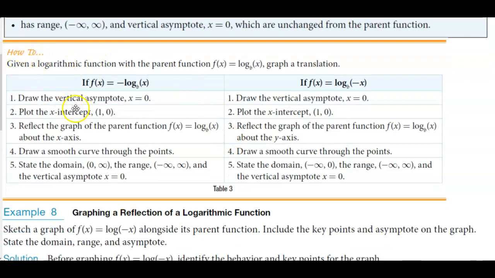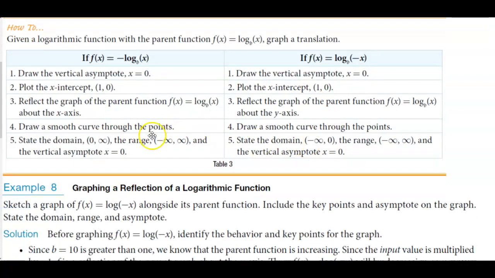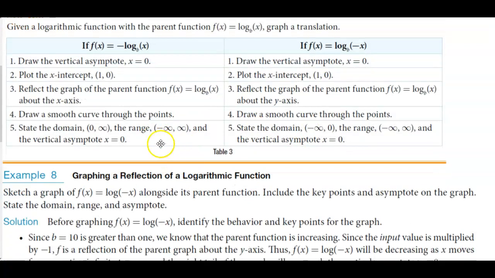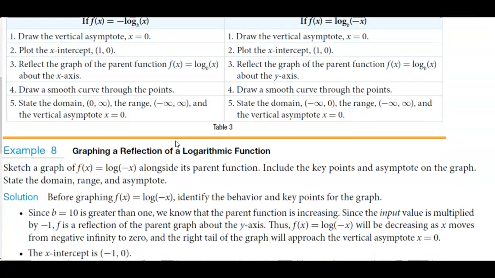So the how-to is basically a repeat of what we just said. If you're multiplying by a negative, again, the vertical asymptote is still going to be x equals 0. You're going to plot whatever the x-intercept is, and then reflect the graph of the parent function, whether it's about the x-axis or the y-axis, and then draw a smooth curve through the points, and then state the domain, range, and the vertical asymptote.